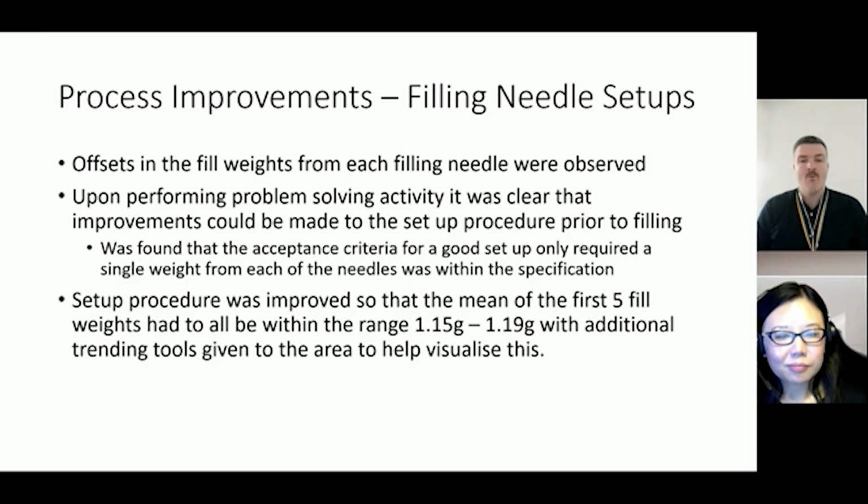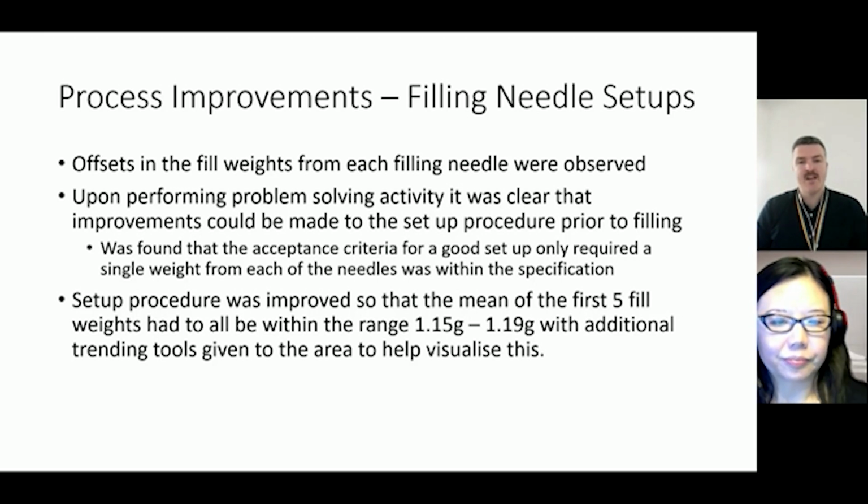So what we've decided to do is take the mean of the first 5 fill weights from each of the filling needles, and as long as they're within a sort of central range of the specification, so between 1.15 and 1.19 grams, we're good to go. And we've got some additional trending tools in the department that we've put in place to help the operators see that. So hopefully it's made a difference.